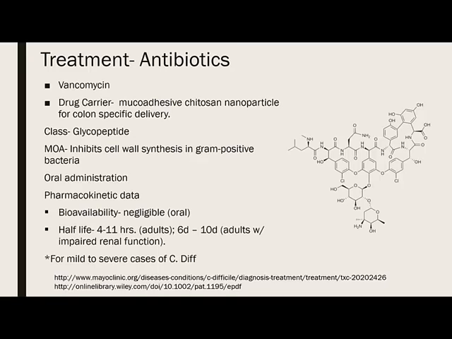Vancomycin is in the class glycopeptide. It inhibits cell wall synthesis in gram-positive bacteria and is often administered orally for best results. The pharmacokinetic data of vancomycin shows a bioavailability that is negligible orally and a half-life of 4 to 11 hours in adults and 6 to 10 days in adults with impaired renal function.